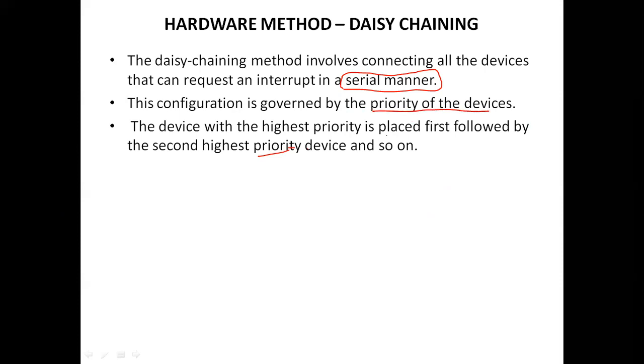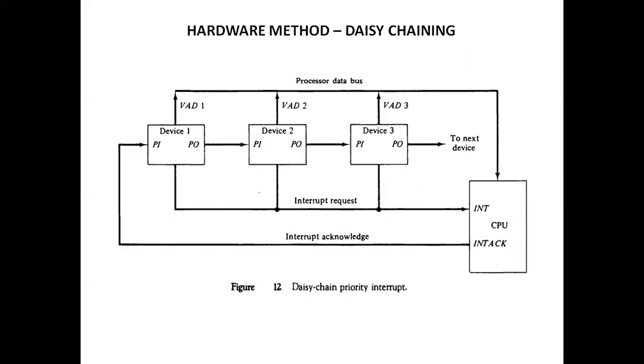How the devices are connected? According to the priority. First priority, next second priority, next third, next fourth, like that. The devices are connected serially one after another. The device with the highest priority is placed first, followed by the second higher priority levels. So here I'll be going to say the working of this daisy chaining method.